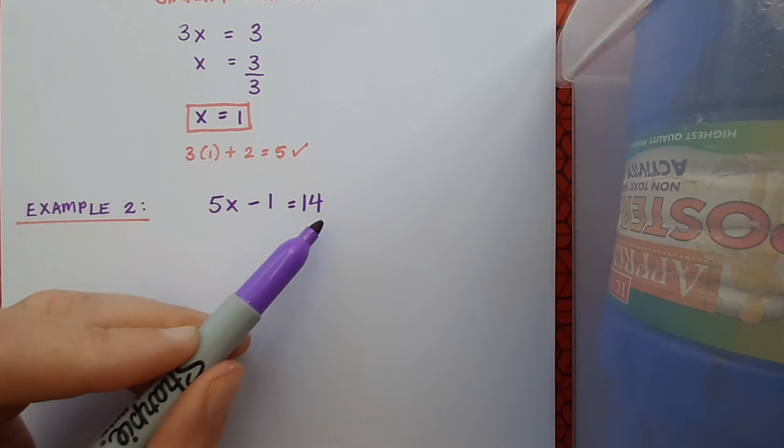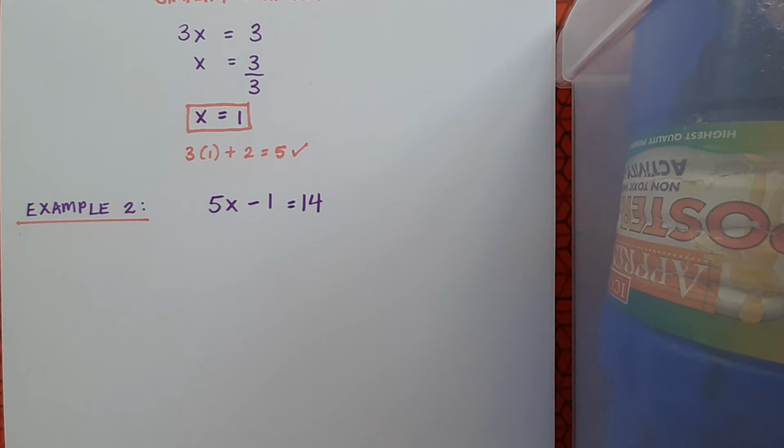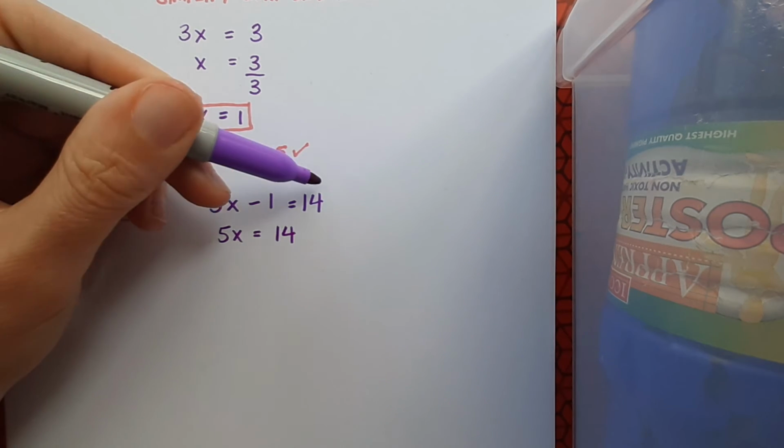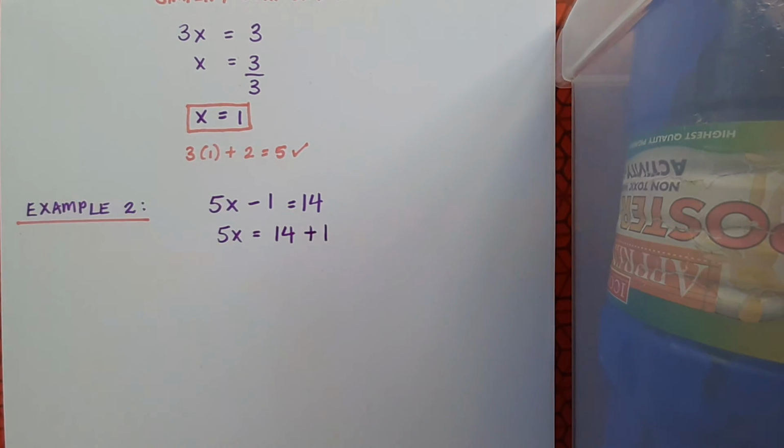So I've got 5x minus 1 equals 14. First of all, I want to get the like terms on the same side. So 5x can stay where it is. 14 is already on the right-hand side. This 1 is subtracting. When it goes across, it'll do the opposite. It'll add on the right-hand side. And now I can simplify on my right-hand side to get 5x equals 15.